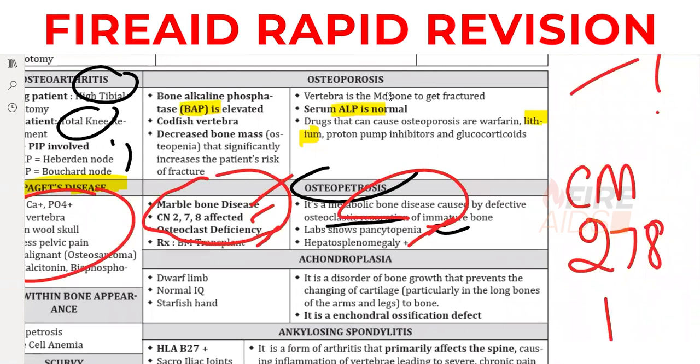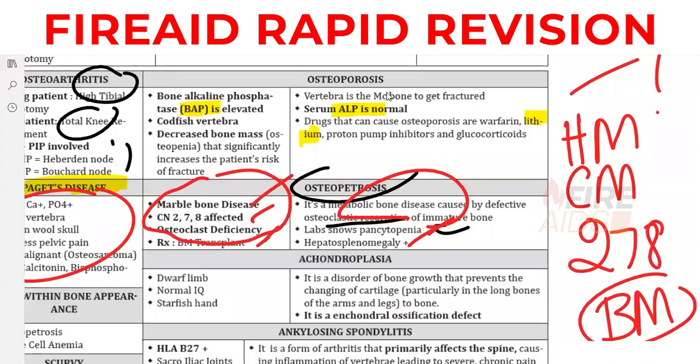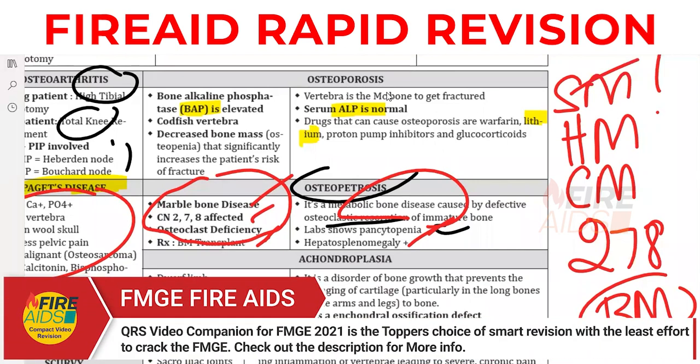CM278 and BM. CM-BM278. BM stands for bone marrow transplant. Then you are going to remember HM, that is hepatomegaly. Then SM, that is splenomegaly. So CM, BM, HM, SM 278. I hope this will be very, very helpful for you.